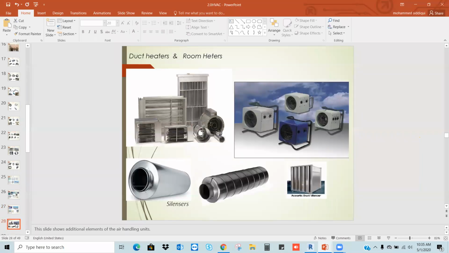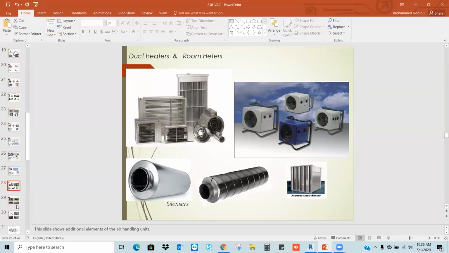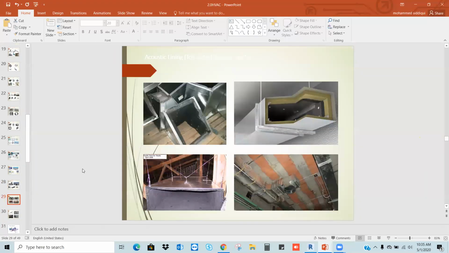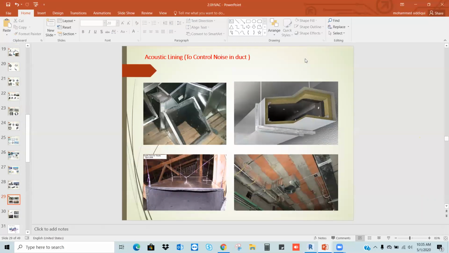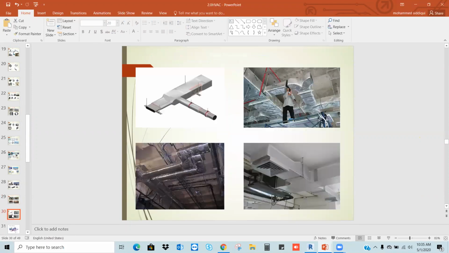Simple. Okay. These are the silencers to control the noise criteria. We use the acoustic lining, nothing but a silencer, to avoid the noise within the duct. In Revit, we call it a lining. See, to avoid the temperature losses, we use the insulation. Okay, we will discuss insulation in Revit.